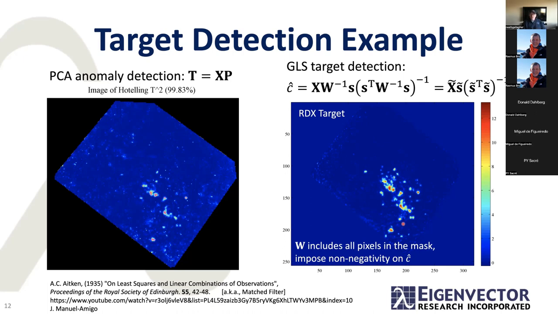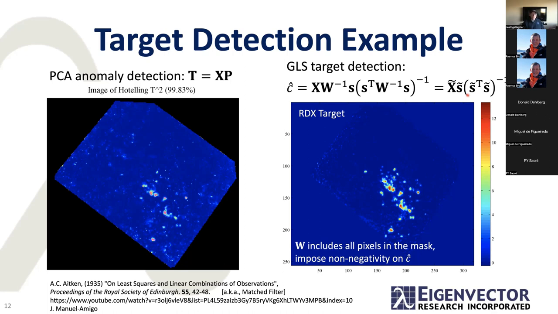The other part of this is that I can impose non-negativity on this equation. And that makes sense because you're looking at non-negative signals, so why wouldn't you do that? This is really the same equation as this one. It's just that I'm looking at it in a weighted space. It's the classical least squares model for S in the weighted environment.